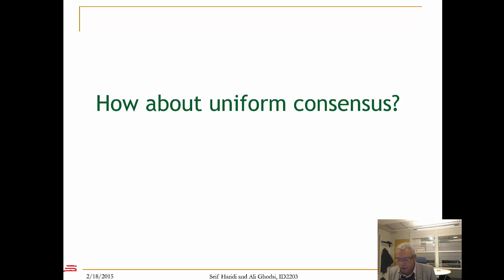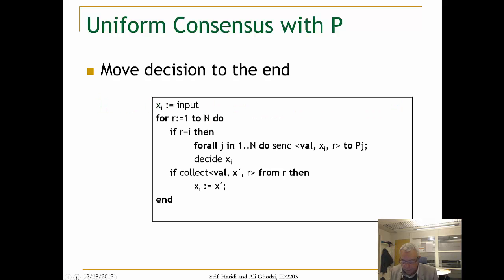So we will talk about uniform consensus. Uniform consensus. So if we look at the algorithms that we just described, we are still using a perfect failure detector, and we just move this decision to the end. So that's what we have done. So what is the algorithm now?